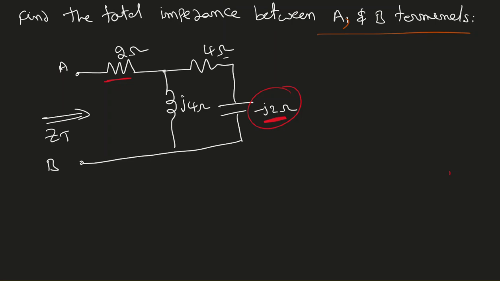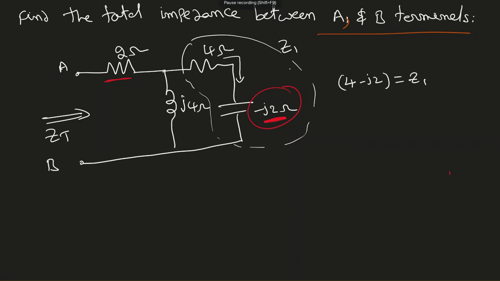If the same current is passing through both elements, we know that those two are in series. So 4 and minus J2, both of them are in series. I'm going to label that as Z1, impedance 1. Now that Z1 is in parallel with plus J4 ohm.